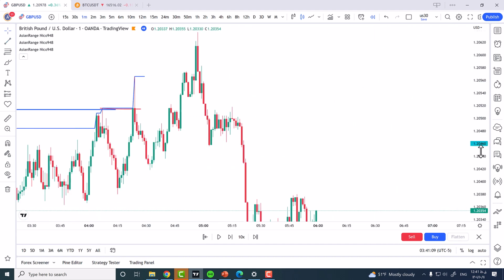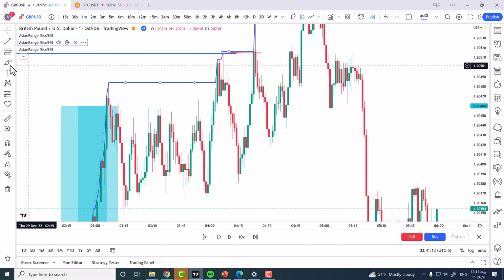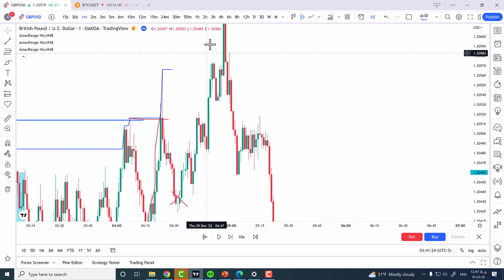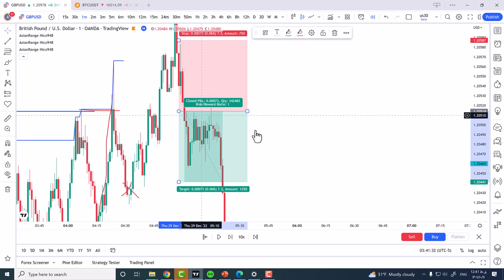It grabbed the Asian session here for the first time in this point, but it didn't shift the market structure. It grabbed it again. It didn't shift the market structure. It grabbed it again, and it shifted to the downside. You can put your trade in the imbalance here.